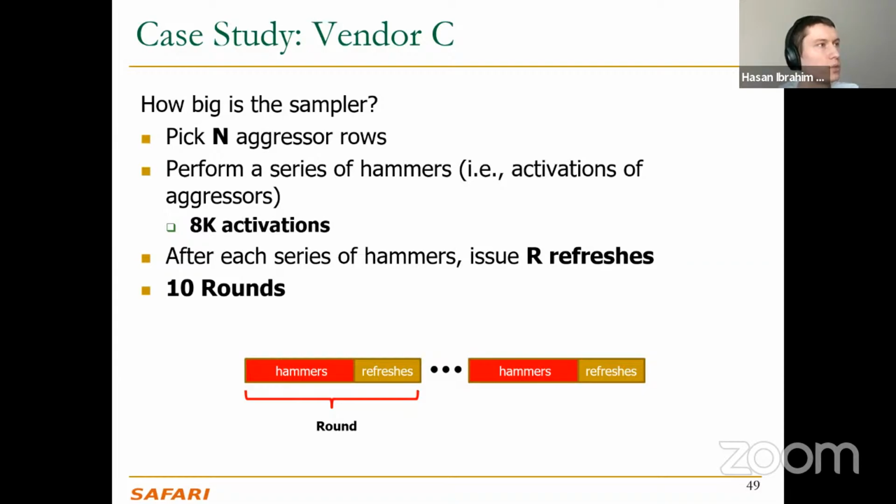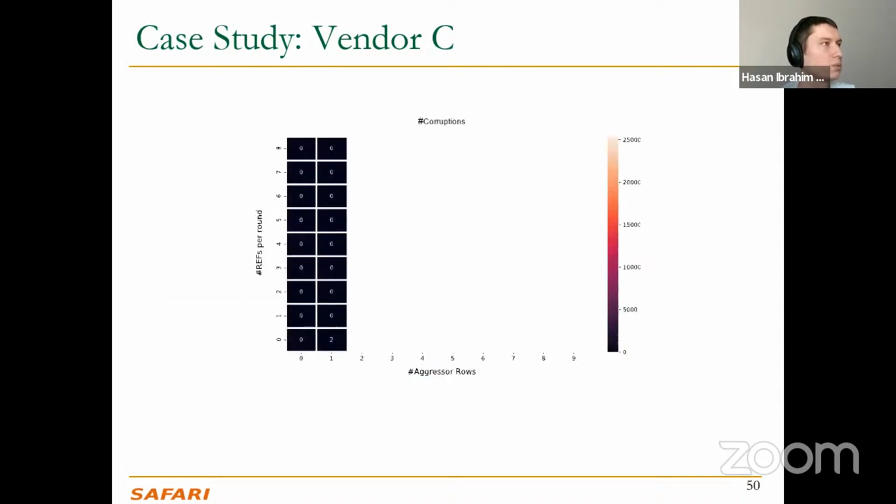Here we have a slide where we discuss how big the sampler can be, and we find that it has limited size. We discussed in the paper what exact size we suspect it to be based on our experiments. I won't spend too much time on this because we already covered these observations. And here we have a heat map to present the results.